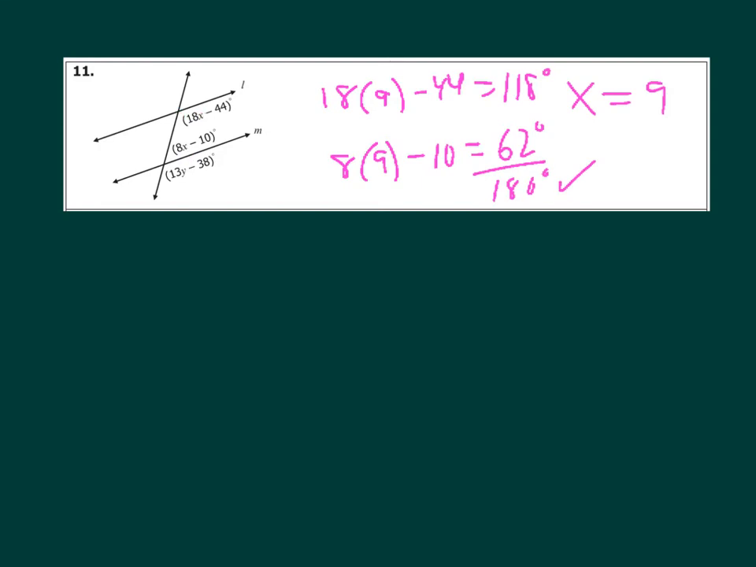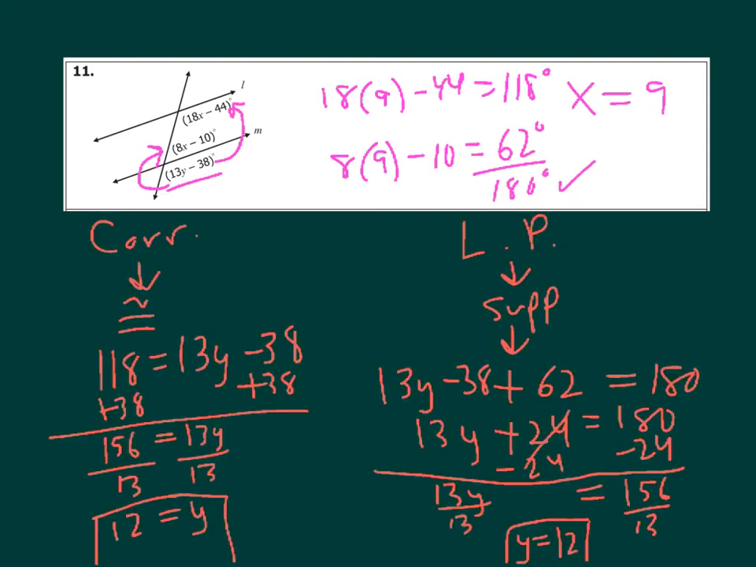Now, we need a relationship that relates the 13y minus 38 with one of those angles. So if I were to go with this one right here, they're a linear pair. If I were to go with this one right here, they're corresponding. I'm going to solve both of those just to show you it doesn't matter which one you choose. All right, so walk along the thought process with me. If I use the linear pair relationship, then that's going to bring me to this process.